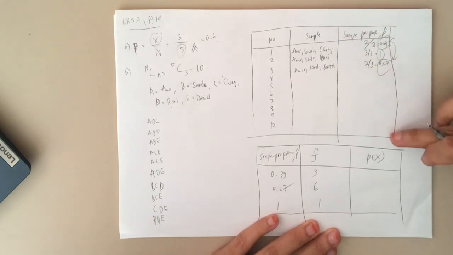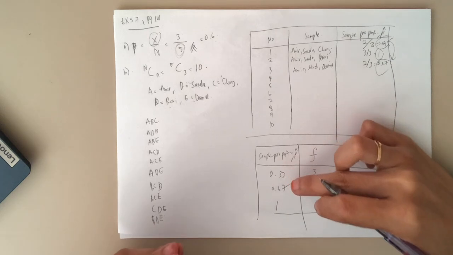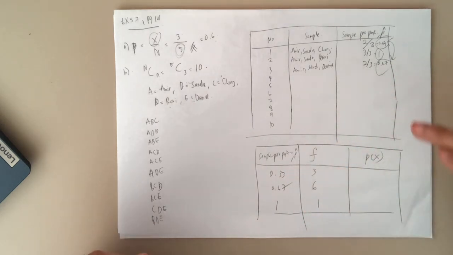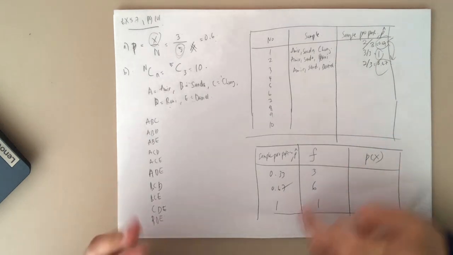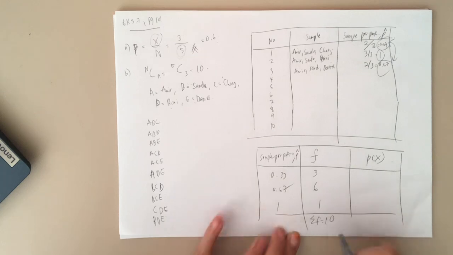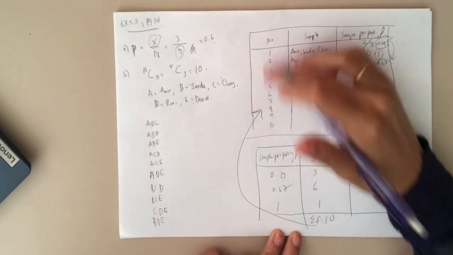Here, you need to complete this table first, then identify how many, for example, how many 0.33 you get here, how many 0.67 you get here, and how many 1 you get here. Okay? The total of the frequency must be 10, equivalent to the number of samples just now.